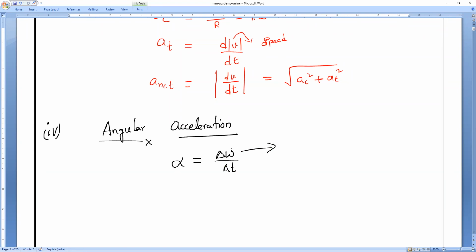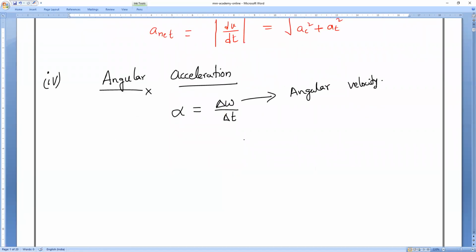So what do you mean by delta omega? What do you mean by omega, everybody? Angular velocity. Now this is the formula for angular acceleration, and it is very simple. If you compare the linear and angular quantities, we will get everything clearly.